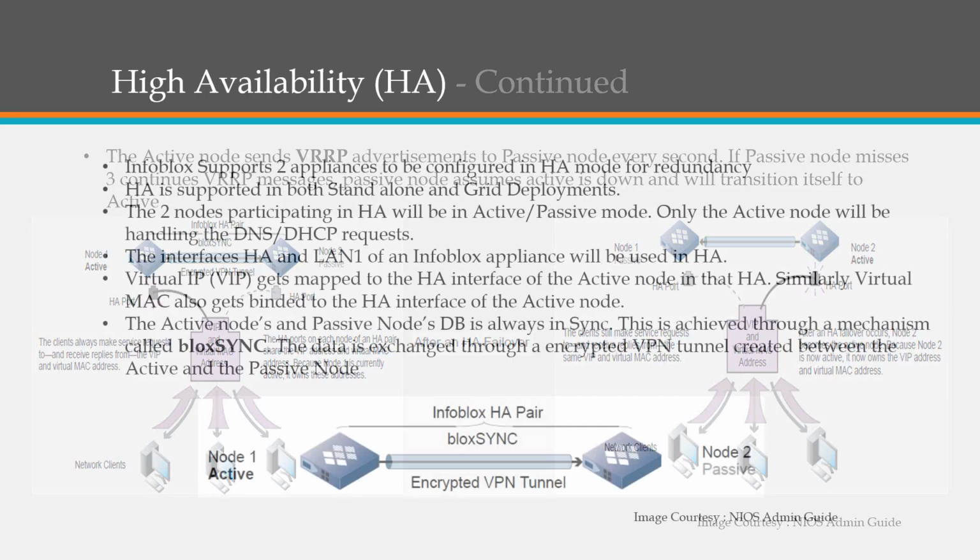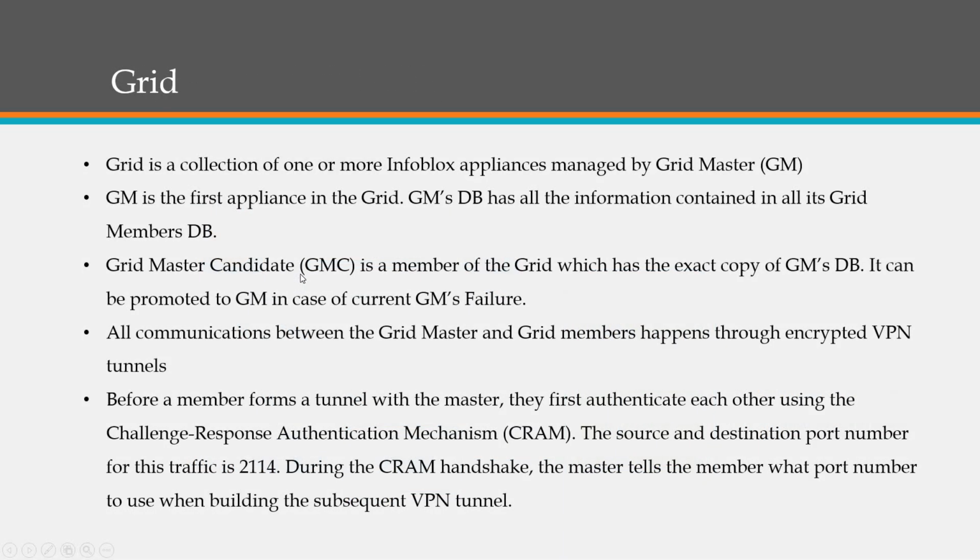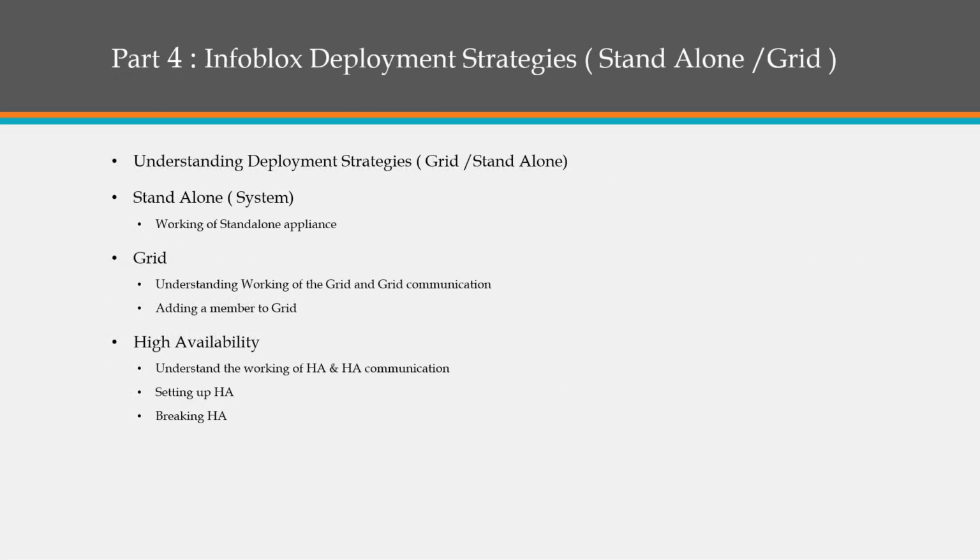and let's have a quick recap of what we learned today. First, I explained what the two different deployment strategies Infoblox supports are, and I explained each one of them. I explained what the properties of standalone deployment are and when we need to use that. I also explained what a grid is, how the grid works, and the grid communication part. And I also showed you how to add a member to the grid.